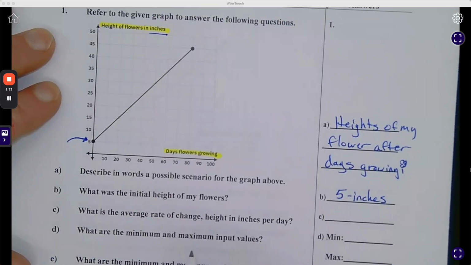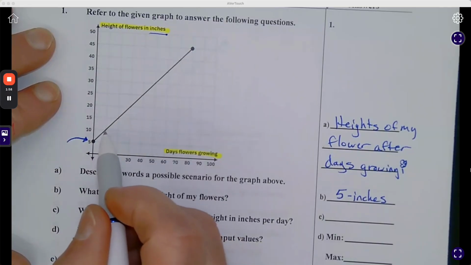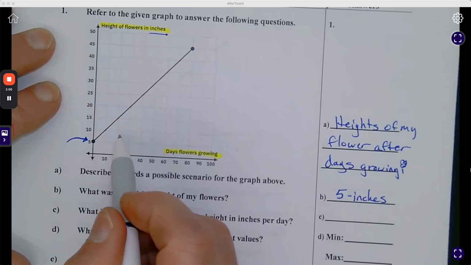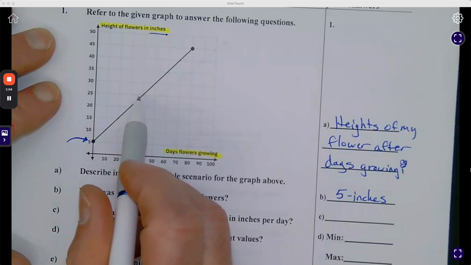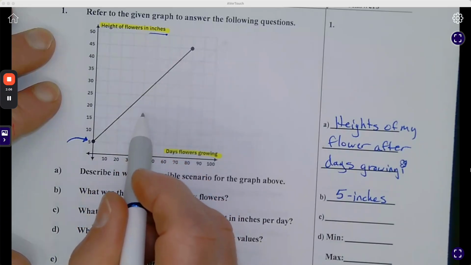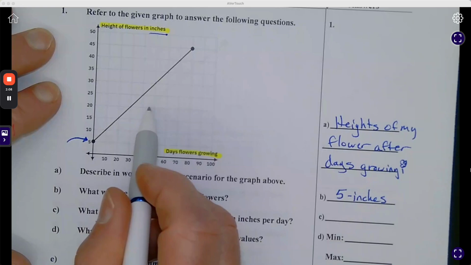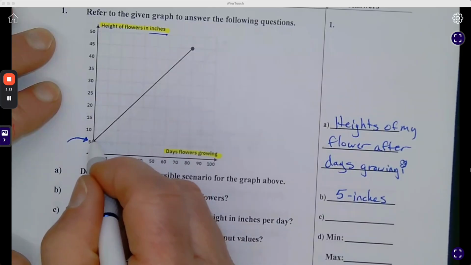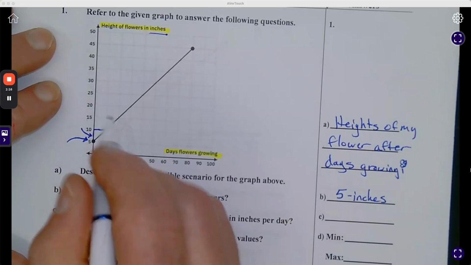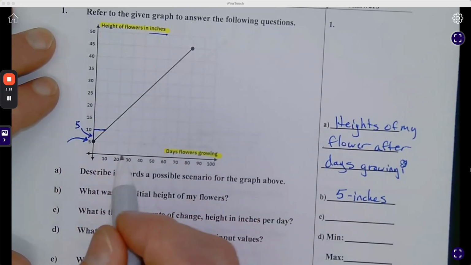Well, to find your rate of change in a graph, you want to find these things called lattice points. Lattice points are points that go where the grid intersects. So that's a lattice, right? Lattice point. They're all lattice points here. This would not be a lattice point, because it's got to be where the grid intersects. So from here to here, notice I go up 5. So that's a positive 5.